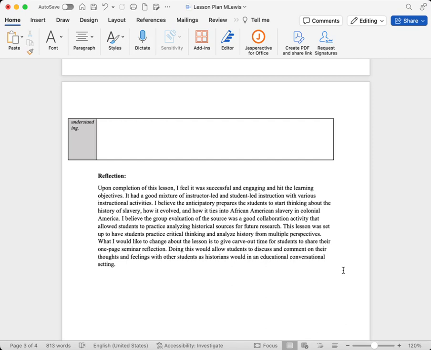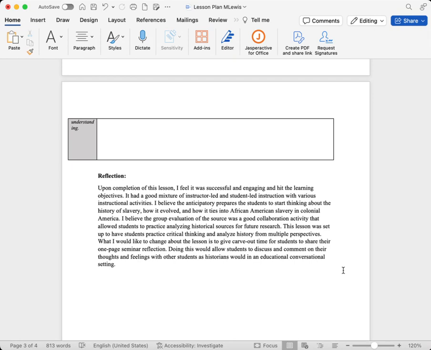The only thing that I would change about this lesson is that I would carve out time for students to share their one-page seminar reflection. Now, of course, not read the whole thing, we don't have time for that, but it is a reflection, so kind of tie it back to the think, ink, pair, share, how they perceived slave narratives and their experiences versus what they think now after reading and interpreting and analyzing those sources.